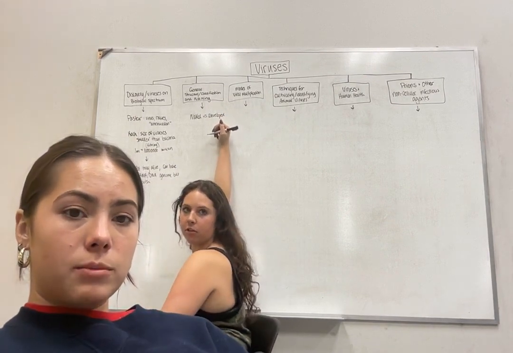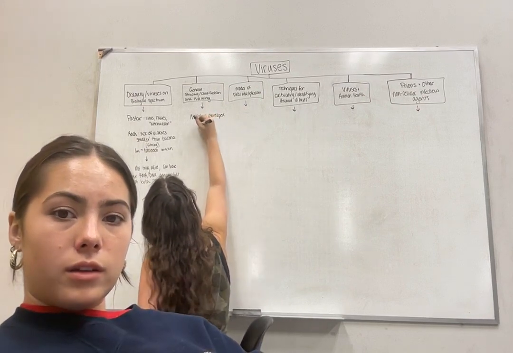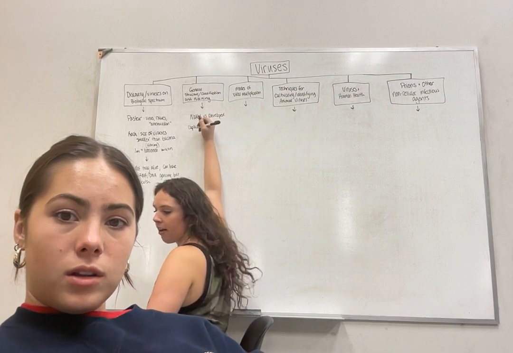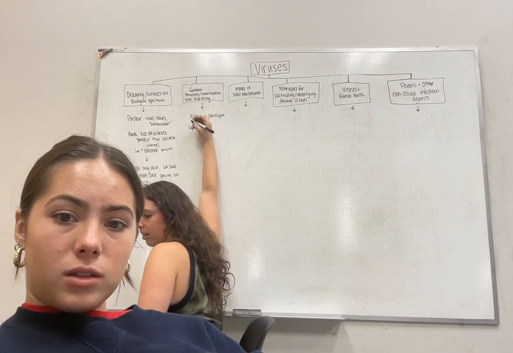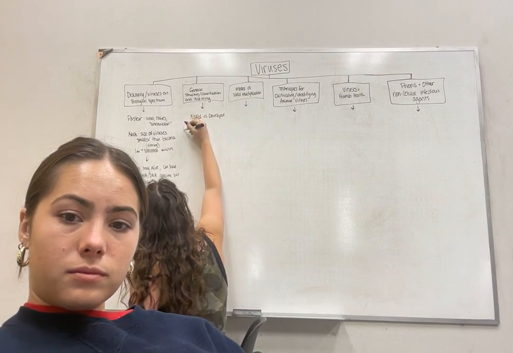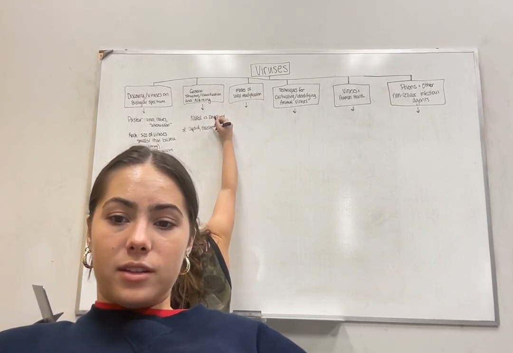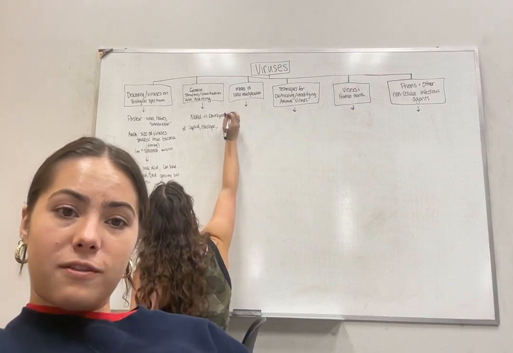Components: capsid, envelope, spikes. I have it right here if you want to write it, or you want me to call it out? And then virion, which is a fully formed virus able to establish an infection.